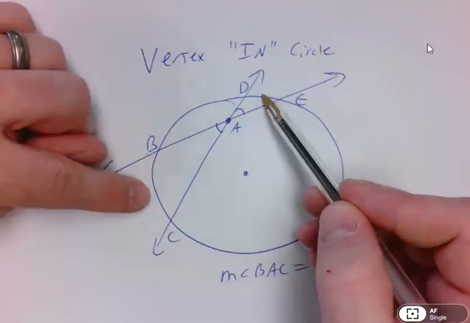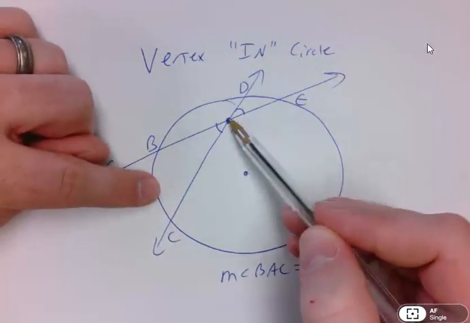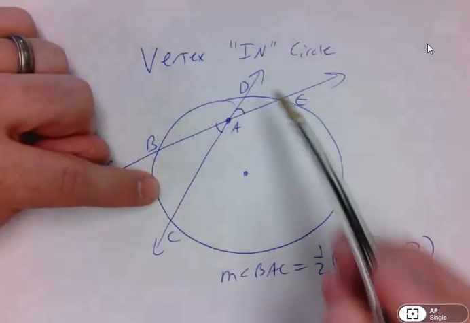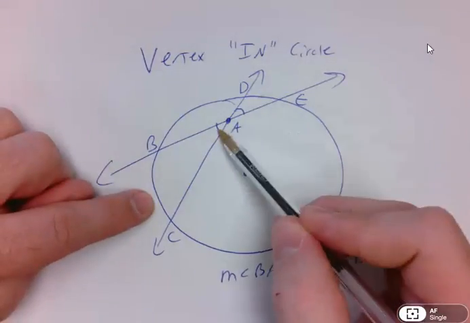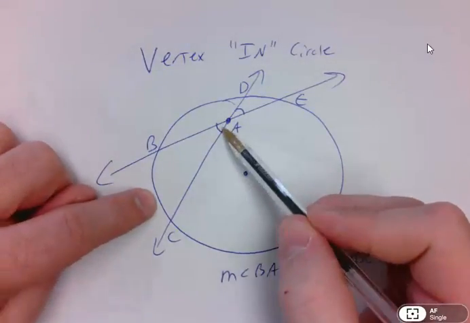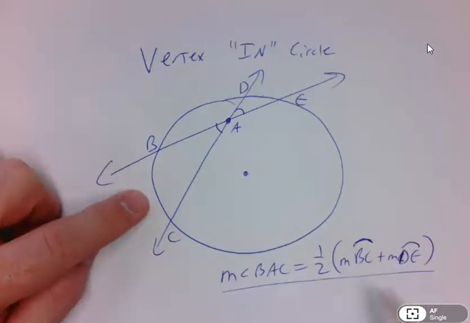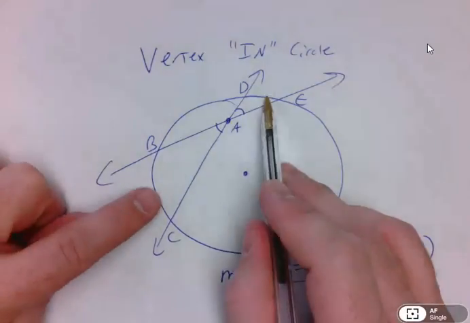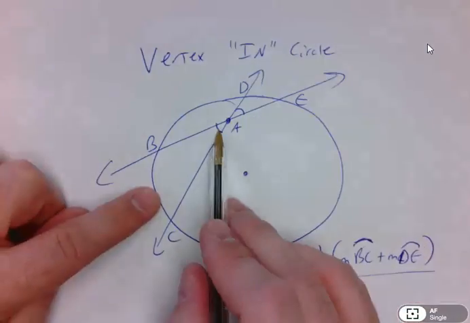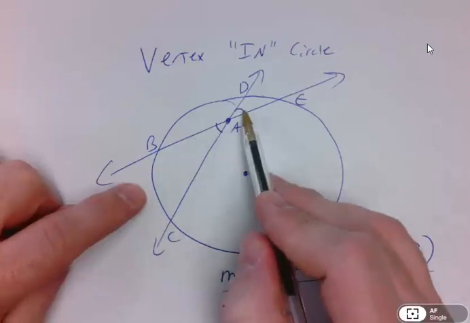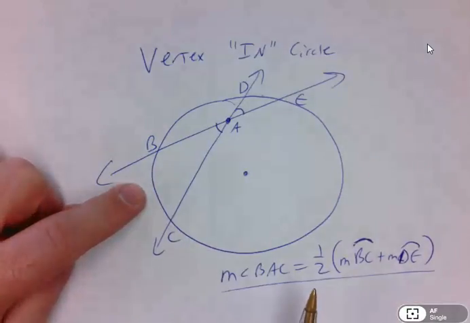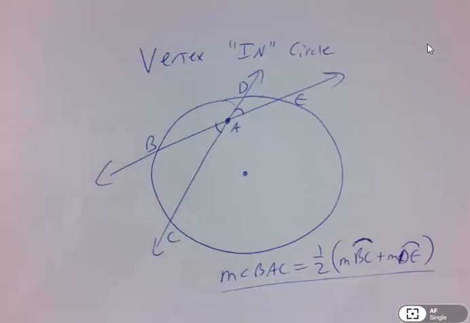But these two arcs aren't the same. If these two arcs were the same, this vertex would have been in the middle. So these two arcs are different. We need to find a way to get this angle to match, or to be relatable to those arcs. And the relationship is this. It's exactly half the sum of the two arcs that it hits. The one the actual angle hits itself, and the one that its vertical angle actually hits. Okay? Let me show you why that works.